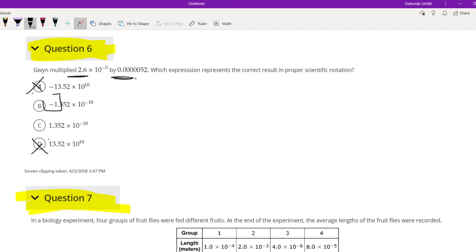So 2.6 times 10 to the negative 5th times, how many zeros there? 1, 2, 3, 4, 5. So when I do put that in my calculator, I do get this, where my exponent has a negative, but my number in front, my big factor in front, does not have a negative. So that one is C.